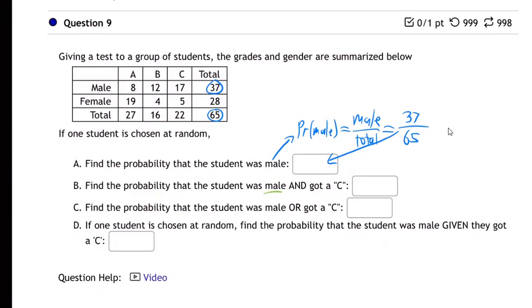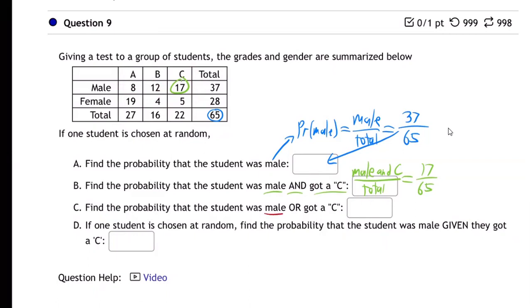Probability the student was male and got a C. So that's going to be male and got a C over the total. So how many are male and got a C? Well, that's the 17, isn't it? Over the total, 65. Does that make sense? Remember how I circled that 17? Because those are males who got a C. So if you want somebody that's a male and got a C, it's just those 17. So there's that.